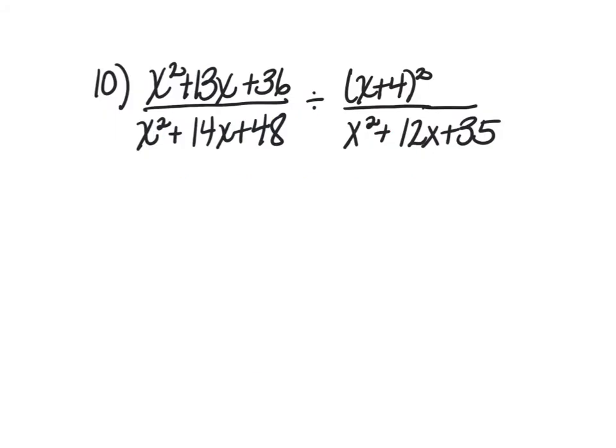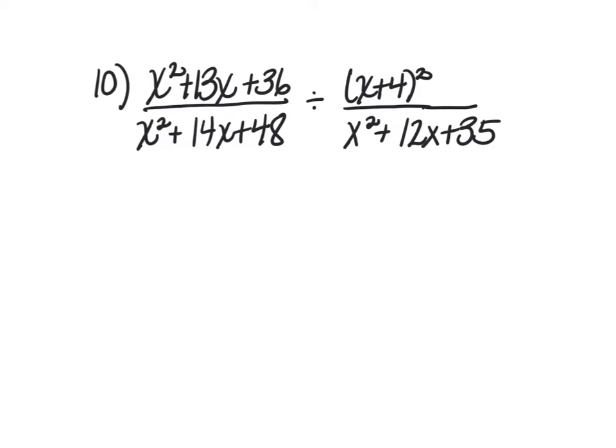All right, and now we have this one. You can see we've got lots of factoring to do. Number 10, we're going to divide x squared plus 13x plus 36 over x squared plus 14x plus 48 divided by x plus 4 squared over x squared plus 12x plus 35.